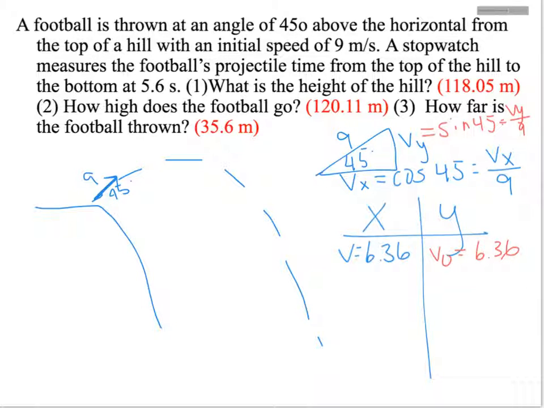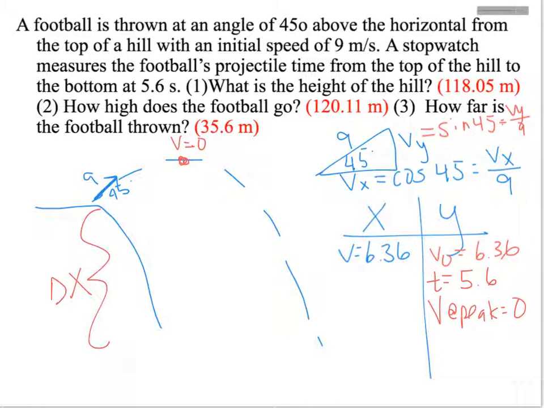So they're giving me some more information. They're telling me that the total time is 5.6 seconds. And I also know that at the maximum height right here, that velocity is going to be 0. So the velocity, I'm going to say at the peak, is equal to 0. And the first problem wants me to figure out how high is the cliff. So let's solve that problem.